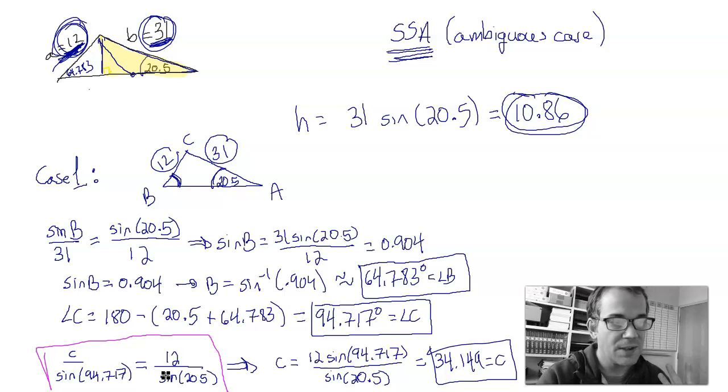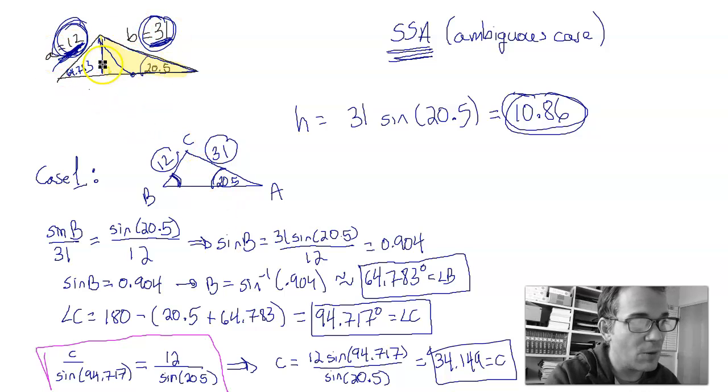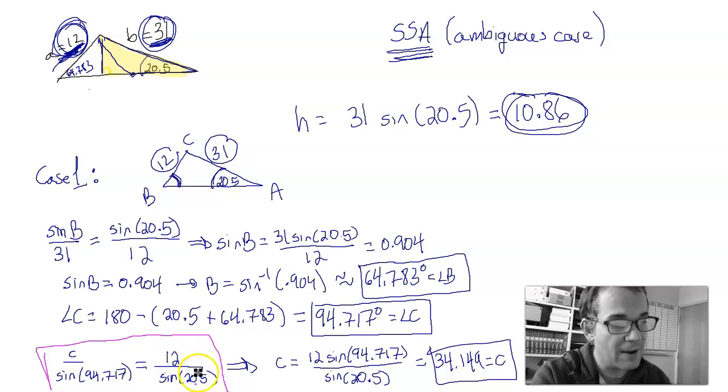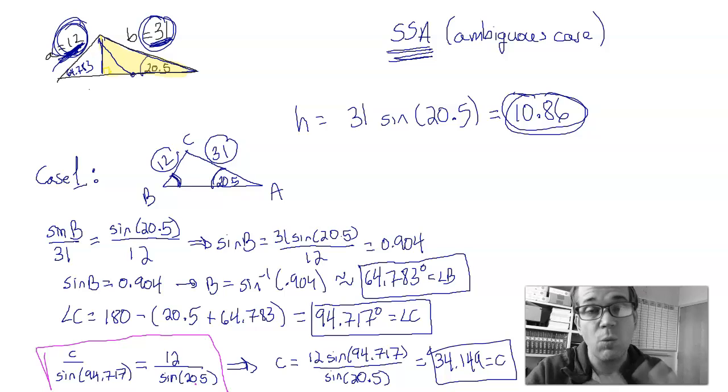I'm using the version of law of sines that puts the side on top because I'm trying to find the side. I always like my unknown in the numerator. It's just less stressful. So I have to have C over sine of 94.717. You maybe could have used 31 over the sine of 64.783. That's fine. I'm always going to err on the side of using given information. So I used the 12 and the 20.5, multiplied that through. To get the C by itself, I had to multiply by this. And then a quick calculation on the old calculator tells me side C is 31.149 meters or feet or whatever. And all of that is case 1.